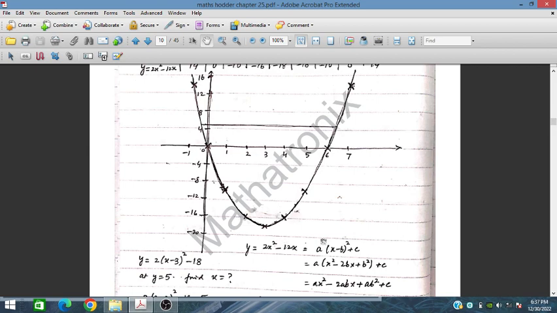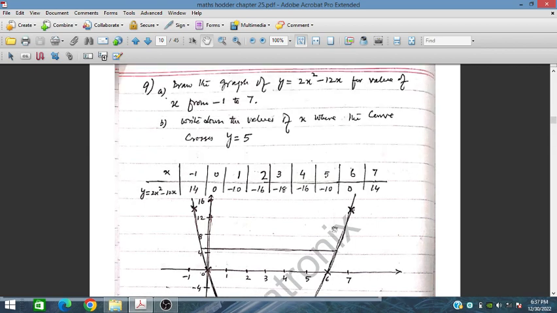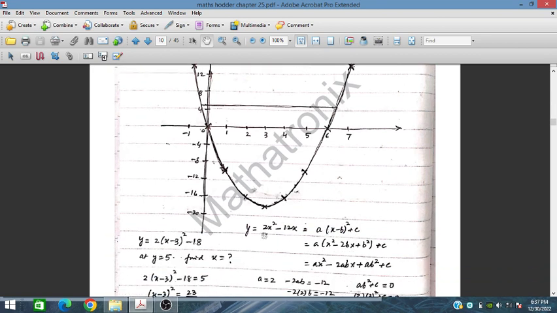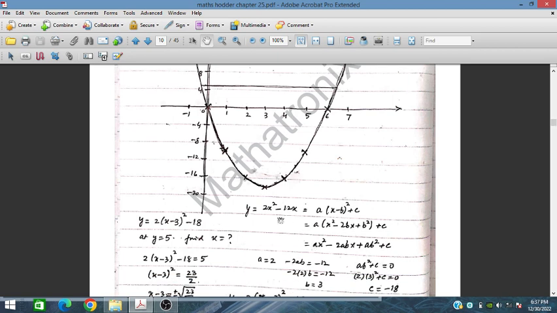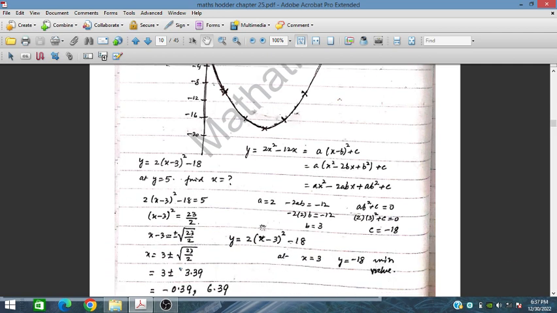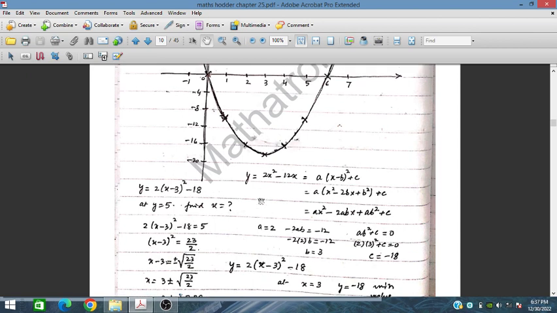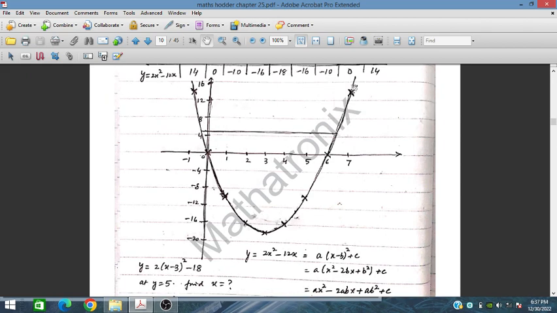This can be done in a similar way as we did in the previous example. y is equal to 2x square minus 12x, and we can equate it and compare coefficients. Here ab square plus c is 0, so from that we obtain c, and y is equal to a times (x minus b) whole square plus c. So at x is equal to 3, the bracket will be 0, and the y value will be minus 18. So we have drawn it like this.